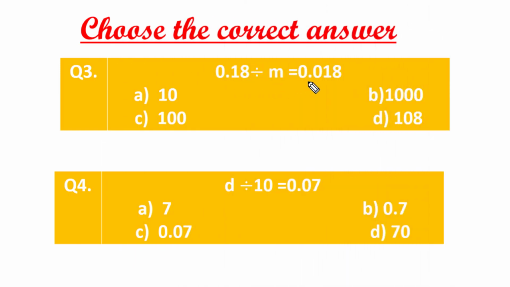0.18 divided by m equals 0.018. Mentally, guys, we moved the decimal point to the left just one decimal place. Now m equals what? m equals 10. Next, to find the value of d, just multiply 10 by 0.07. We will move the decimal point to the right just one decimal place. Now d equals what? 0.7.